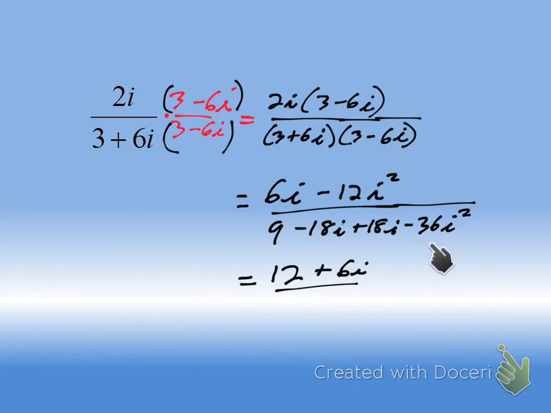Negative 36i squared is going to become positive 36, right? Hang tight. Positive 36 plus 9 becomes what? 45. Wait, what? That's it. 36i squared. See how it's negative here? Yeah, i squared is negative 1. So positive 36 plus 9 is 45.